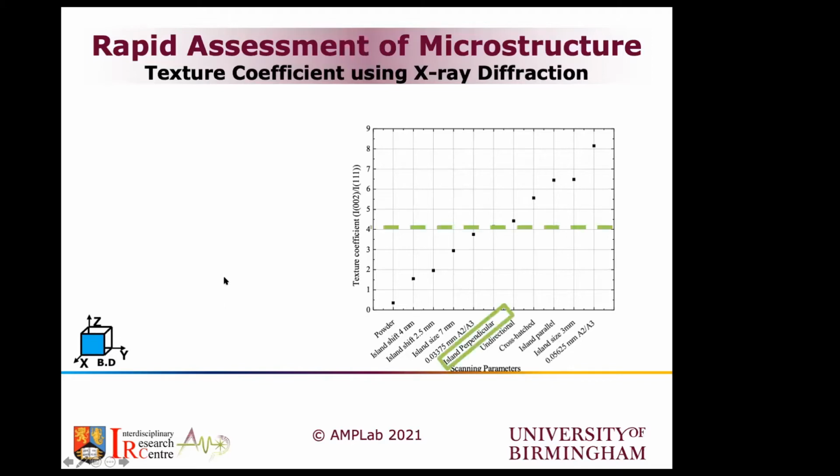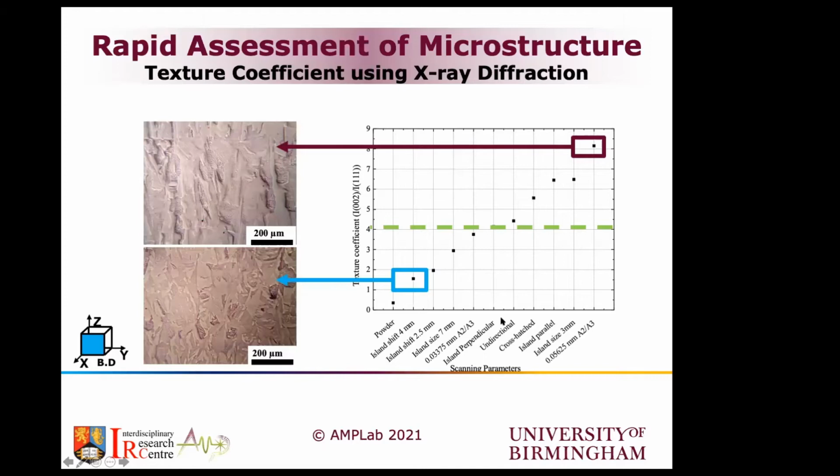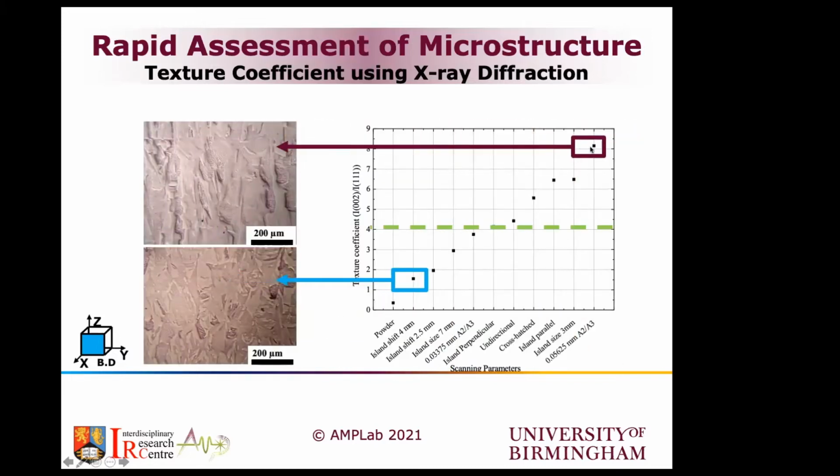The nominal condition that people would normally use is that previous one. So the island perpendicular, that one here, is the one that people would use if they use the machine and optimize it and stop when they get the first dense condition. We continued to see that here we get very strong columnar grains. At the bottom here we get a more uniaxial microstructure, or more equiaxed microstructure. But we took it now to EBSD to try to visualize it more easily.